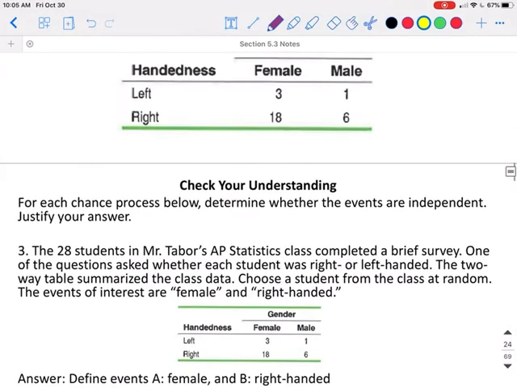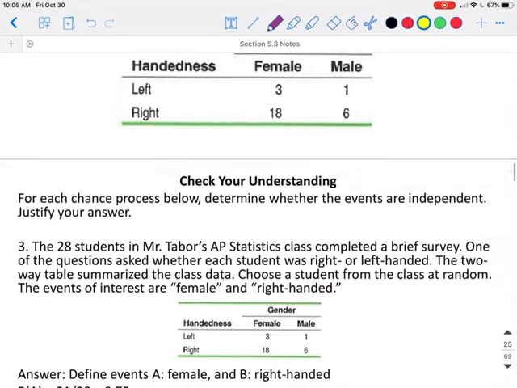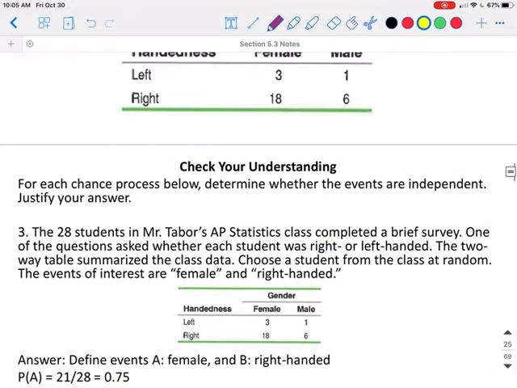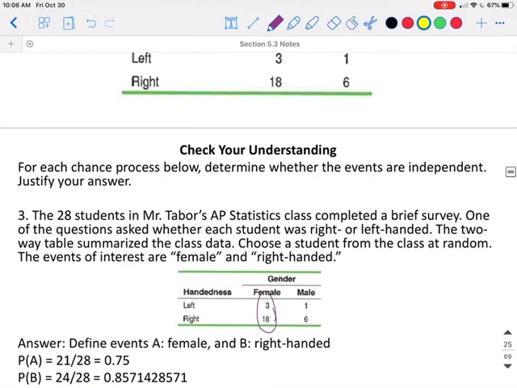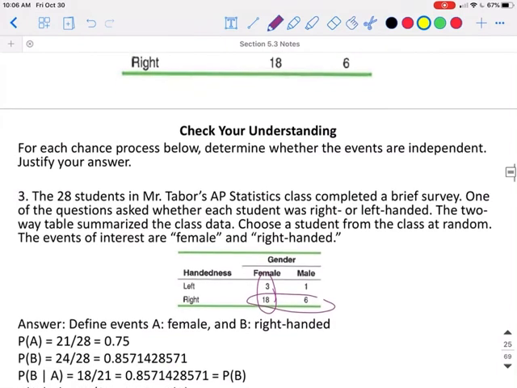So we're going to define event A as the student is female, and event B as the student is right-handed. The probability that the student is female: out of all 28 students, a total of 21 of them are female, so there's a 75% chance of selecting a female. The probability the student is right-handed: there are 24 students that are right-handed out of all 28 students, which is about an 86% chance of selecting a student who is right-handed.